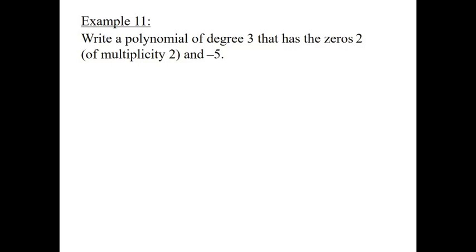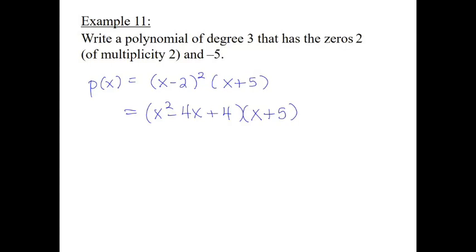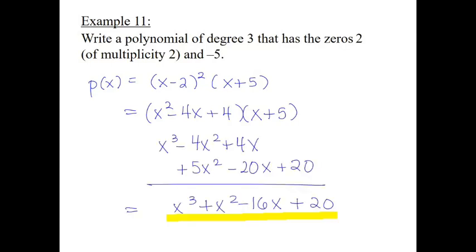Write a polynomial of degree 3 that has zeros 2 of multiplicity 2, and negative 5. Alright, so you just write those as factors. A 0 of 2 would be x minus 2 as a factor. Multiplicity of 2 means it's squared. And then negative 5 as a solution would be x plus 5 as a factor. Then if you need to, you can multiply all of that out, distribute everything, and get your final polynomial.